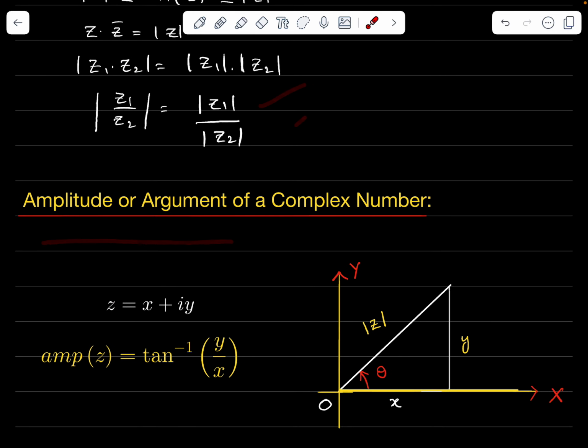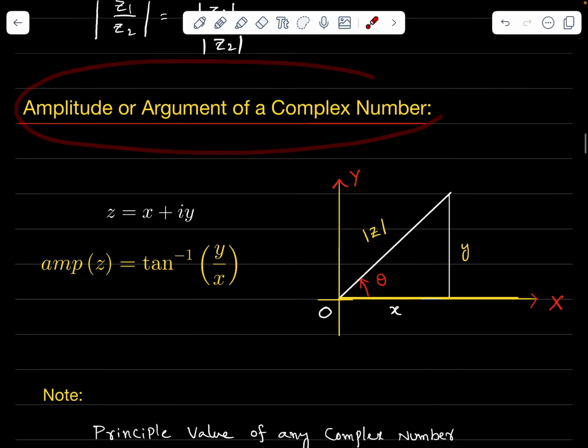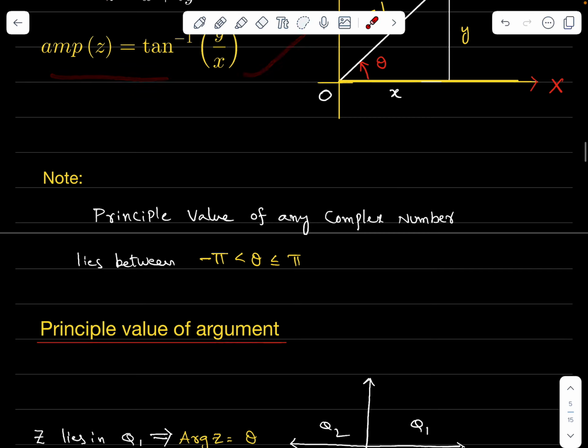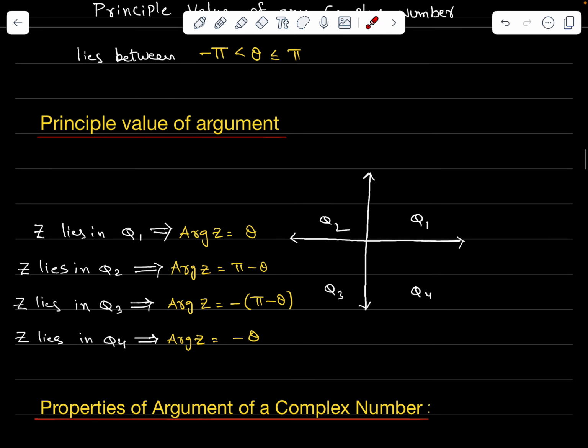Amplitude or argument of a complex number. You can observe this diagram. This is the y, this is the x, and this is the mod z. Z is equal to x plus iy. Then amplitude of z is equal to tan inverse y by x. Note: the principal value of the argument of any complex number lies between minus pi less than theta less than or equal to pi.